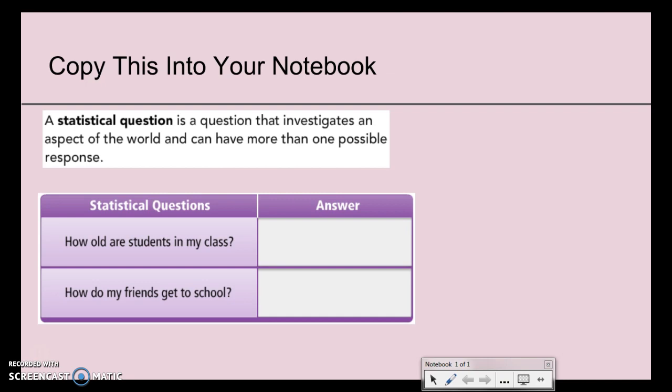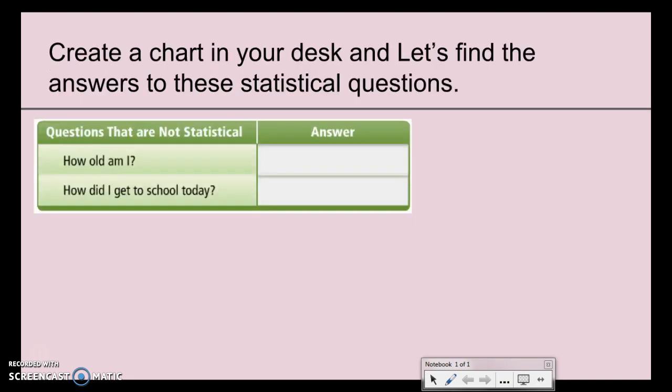ask them around. Some examples of questions that are not statistical questions would be, how old am I? Well, if you asked, how old am I, there should just be one answer. Doesn't matter what other people say, but the fact is you are one age right now. Okay? You might be 11, you might be 12, you might be 24, you might be 87. But you're just one age right now.